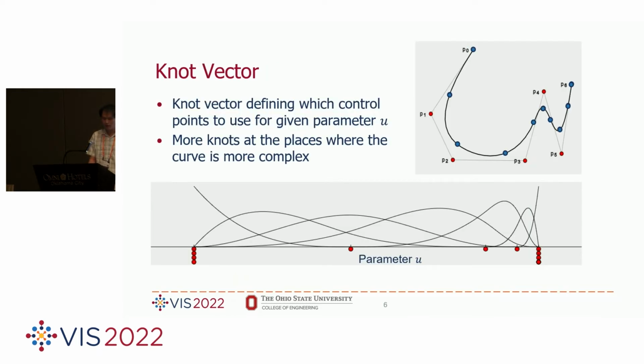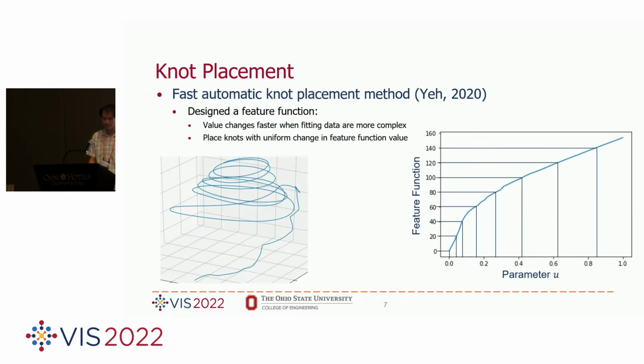As we all know, non-uniform rational B-spline curves specify the control points to use for query parameter u. Therefore, in order to reduce the fitting error, we would like to have more nodes around the places where the pathline structure is more complex, such that more control points are placed here and we can have a more faithful reconstruction.